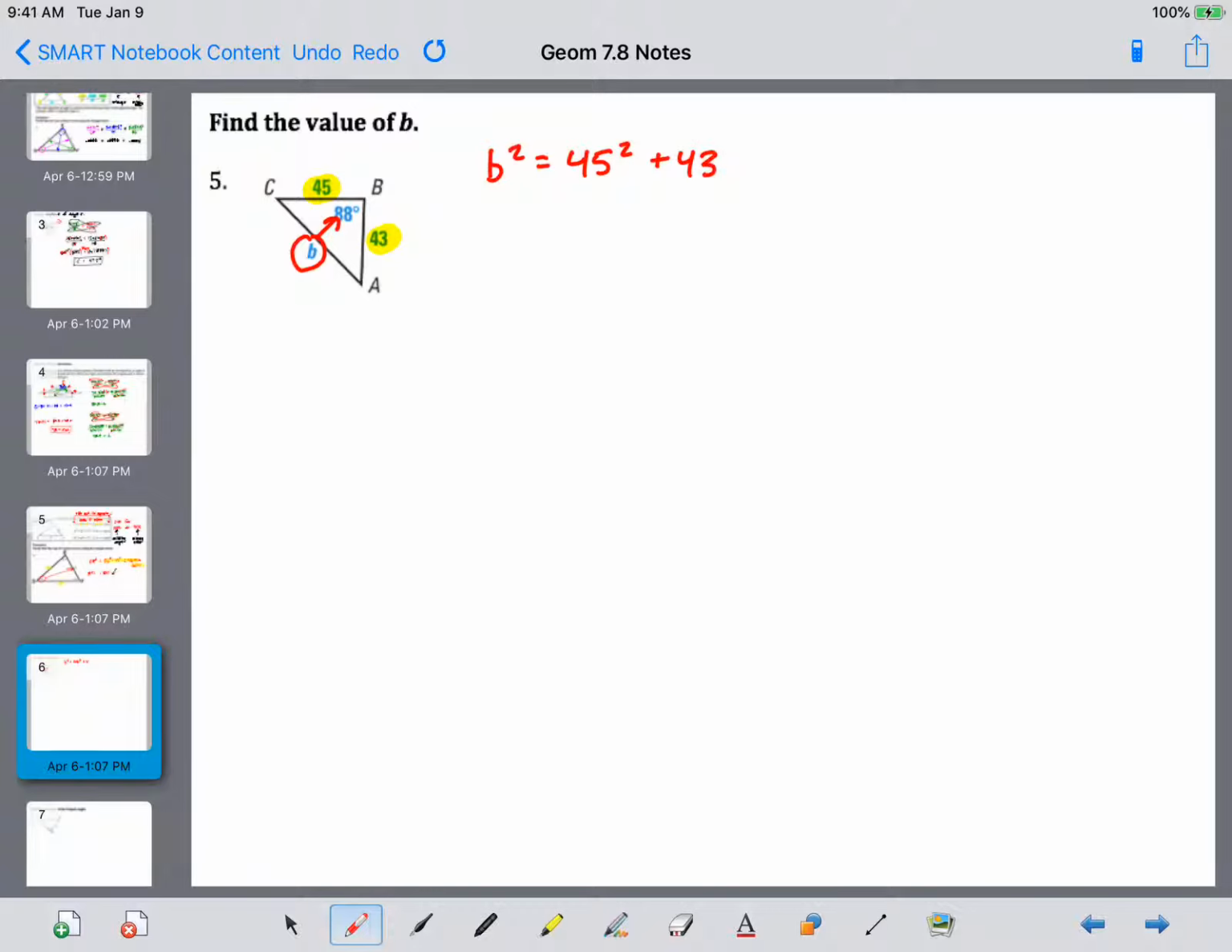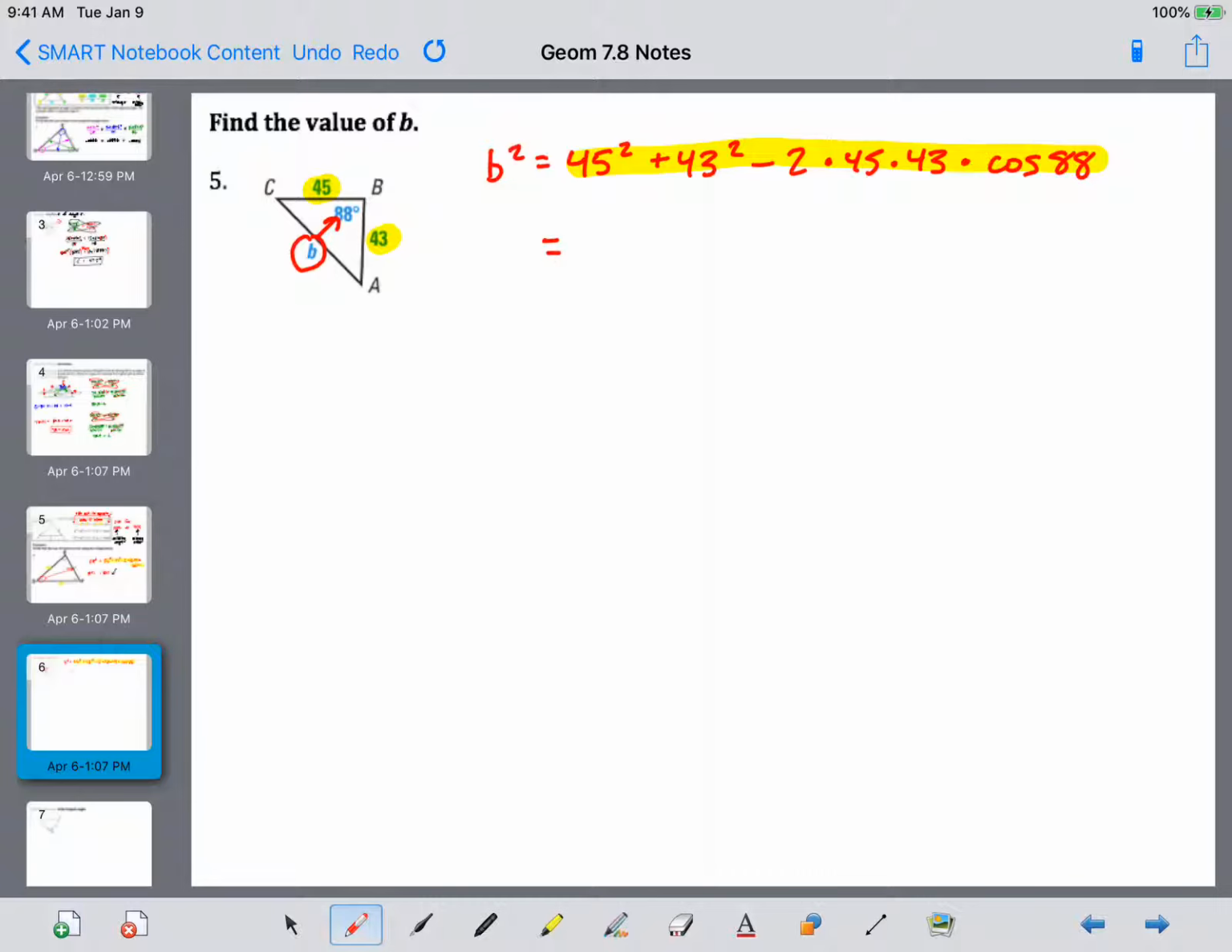But we can't use the Pythagorean theorem because this is not a 90-degree angle. So that's why we have to put this extra stuff at the end. Minus 2 times 45 times 43 times the cosine of the angle between, which is 88 degrees. And again, you can plug all of this in one line in your calculator. Make it simple for yourself.